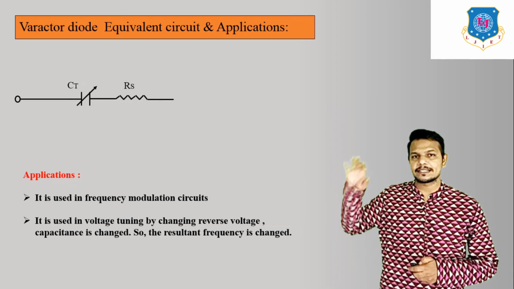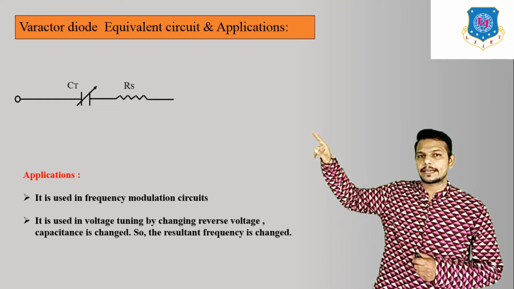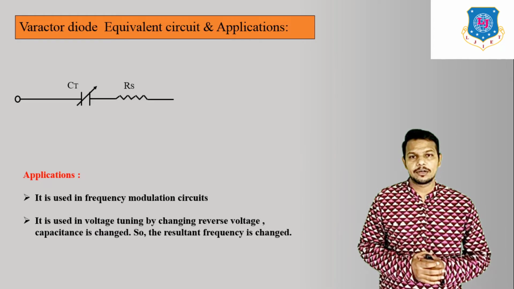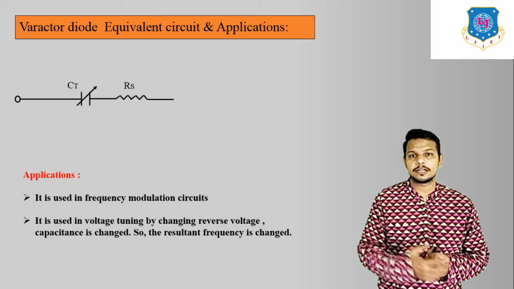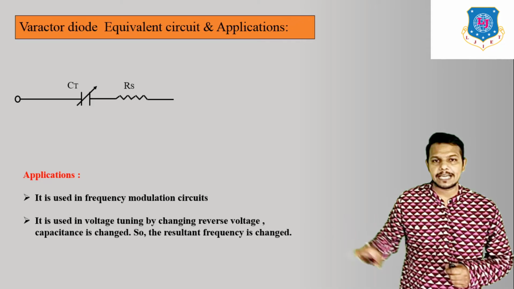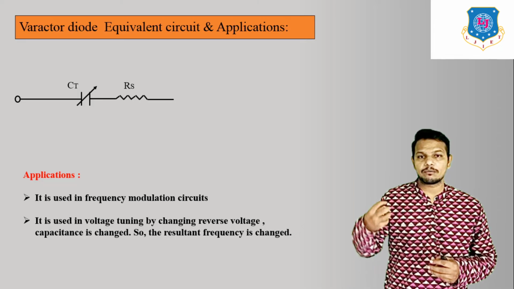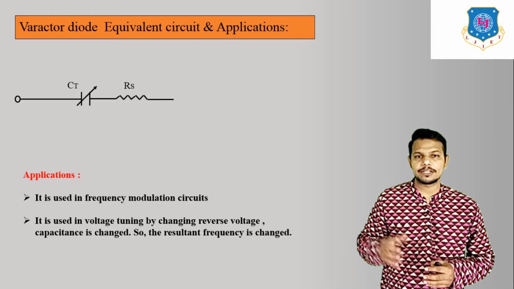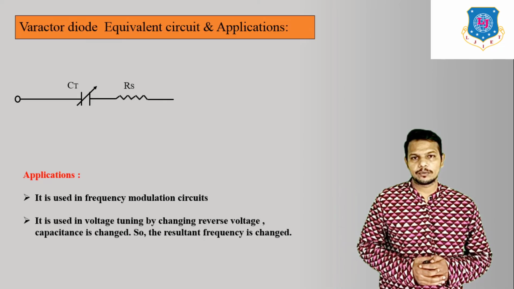Now here we can see the equivalent circuit of the Varactor diode. Actually here we can see a capacitor is shown, but that is the Varactor diode, because the depletion region behaves like an insulator. So this is the equivalent circuit of the Varactor diode. Here we can see its applications. It is used in frequency modulation circuits. It is also used in voltage tuning: by changing the reverse voltage, the capacitance is changed, so the resonant frequency is changed. So this is the Varactor diode.